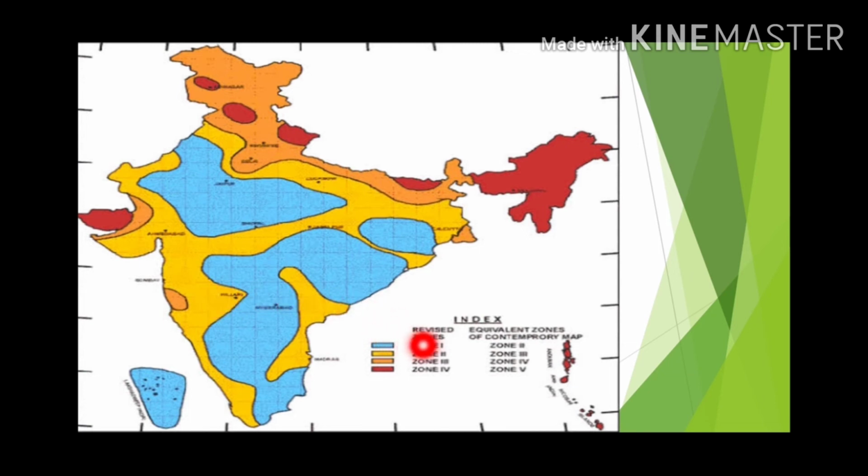Then comes zone 3, that is little darker. So here the intensity of earthquake, or the probability of occurrence of earthquake, is much more compared to zone 2. Then move to zone 4, which is shown with a red color. So this is a high intensity zone, means these areas are highly prone to earthquake.